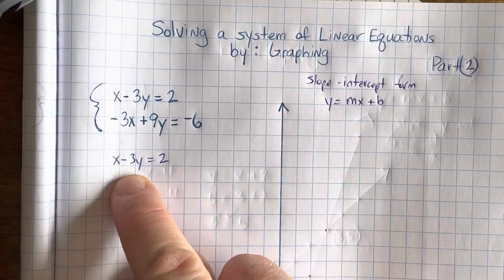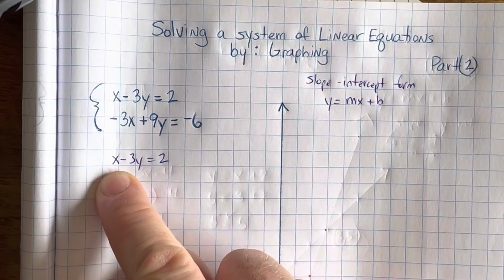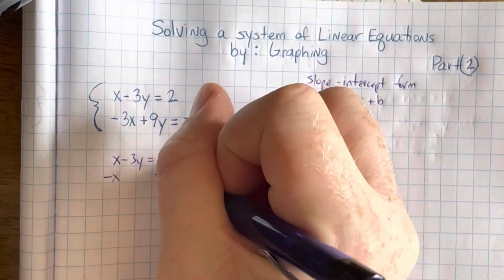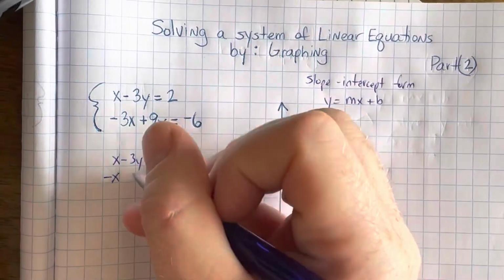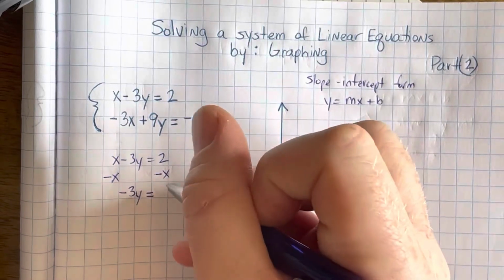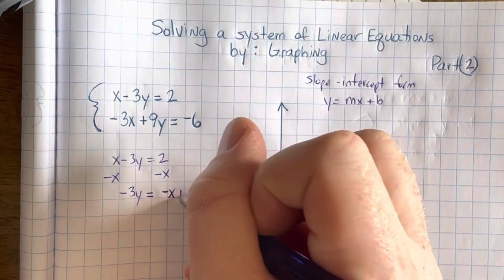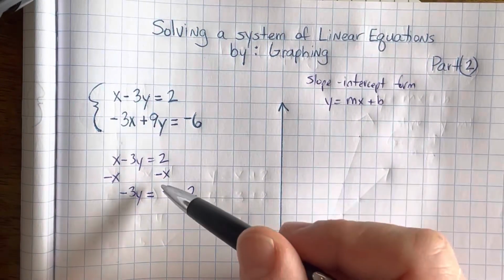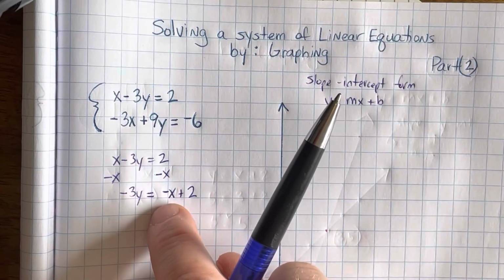So what is the opposite of positive x? How do we get rid of a positive x? We've got to subtract it. So we're going to subtract it from both sides. So we do that, and we end up with negative 3y equals 2 minus x, or negative x plus 2. And it basically means the same thing. We just have it up front because we want x to be up front. Otherwise, we just have it as 2 minus x.